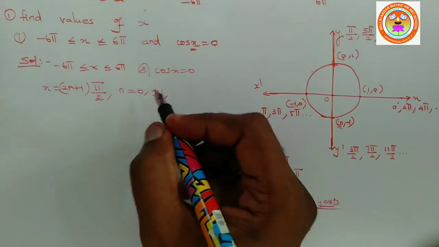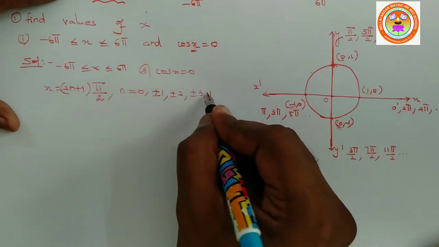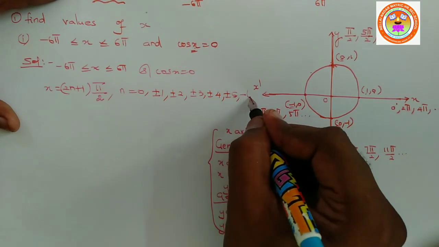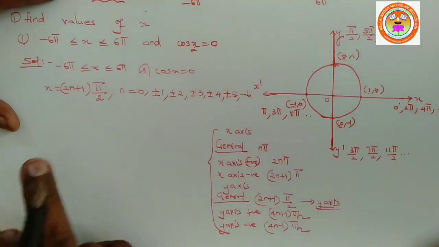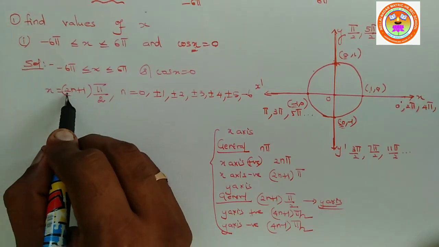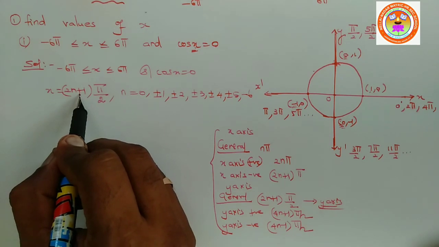If you check, it will move up to plus or minus 2, plus or minus 3, plus or minus 4, plus or minus 5, up to minus 6 it moves. Plus 6 is not possible. If you want, we can check with plus 6. 2 sixes are 12, 12 plus 1 is 13.